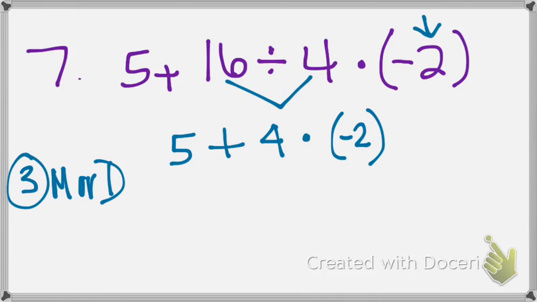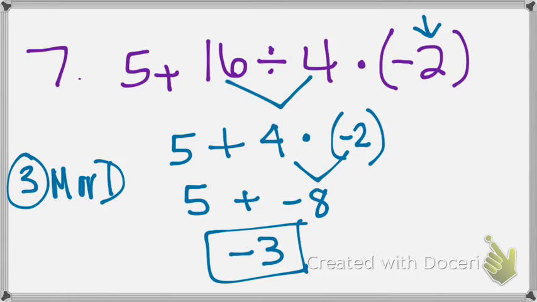Bring it all down. Okay, not done with level 3. I still have multiply, so I'm going to do that part. 4 times negative 2. Do I need the parentheses? No, not really. Remember, that's just holding the negative on the number. So that's negative 8. Bring down the plus. Actually, we don't need it, but oh well, I already wrote it. 5 positives, 8 negatives, add them up, I get negative 3. And there's my number.